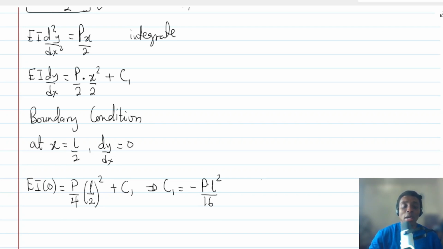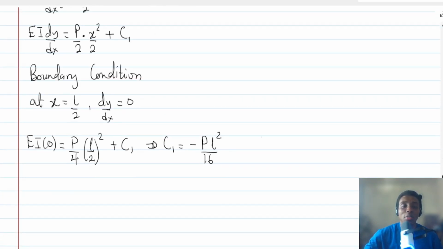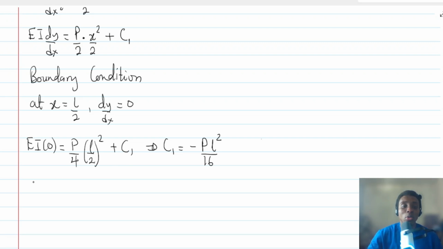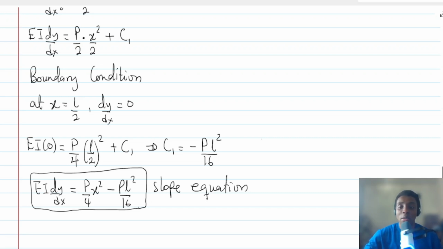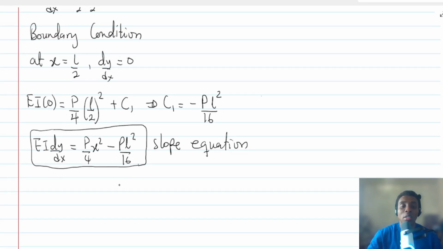Now, having gotten this, we will go back to the equation and put c1 there. We will get what? EI dy dx must be P over 4 x squared minus P L squared over 16. All right. So please, this is the equation for the slope. If you have been asked in exams for the slope equation for a simply supported beam, please, this is the slope equation that they want.